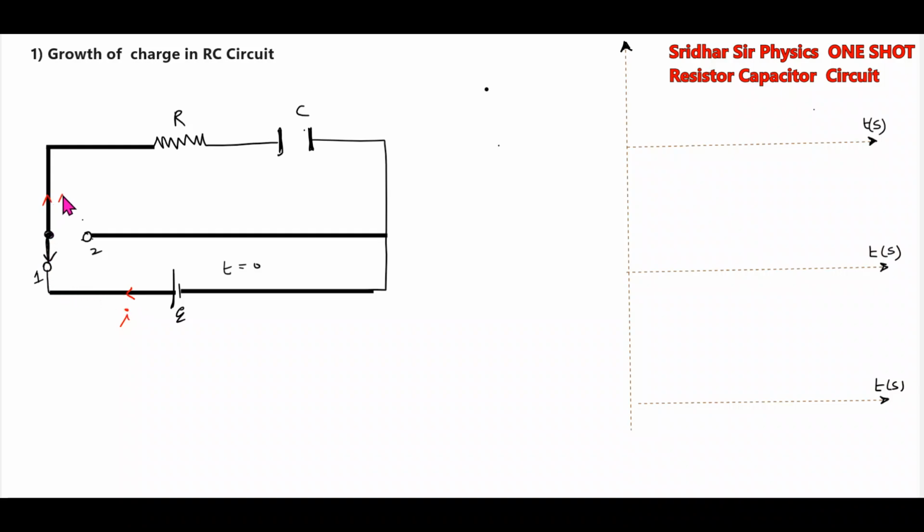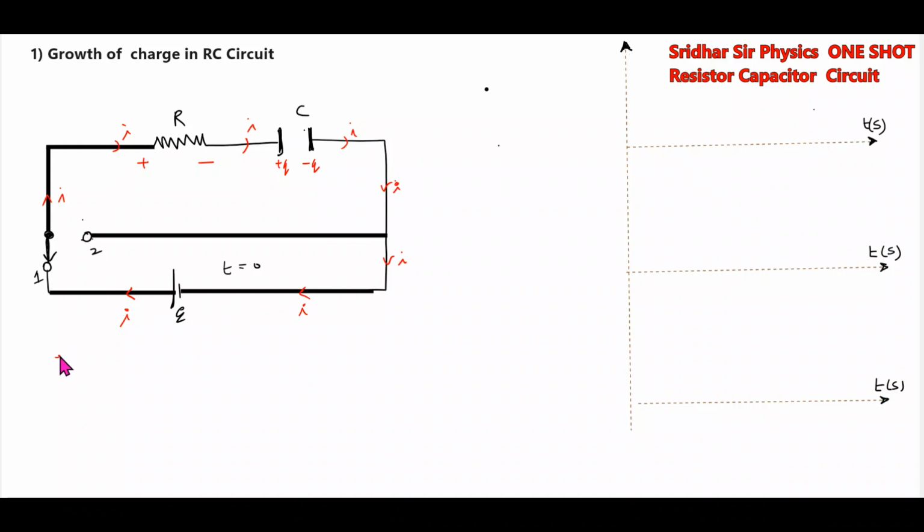The current I will flow here. The end where it enters is positive, where it leaves is negative. Here the charge will get deposited, plus Q and minus Q. From here current I, and this is I. This is the flow of current.